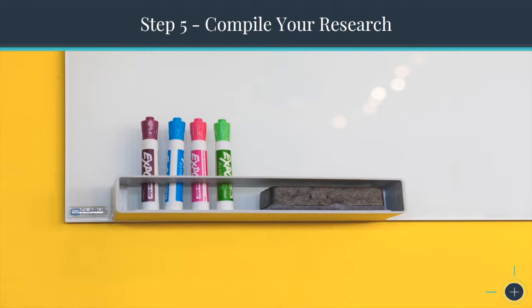So at this point, themes and characteristics should be starting to emerge, and you'll have a solid sense of who your personas are going to become. Sam, any tips for how best to pull everything together here?